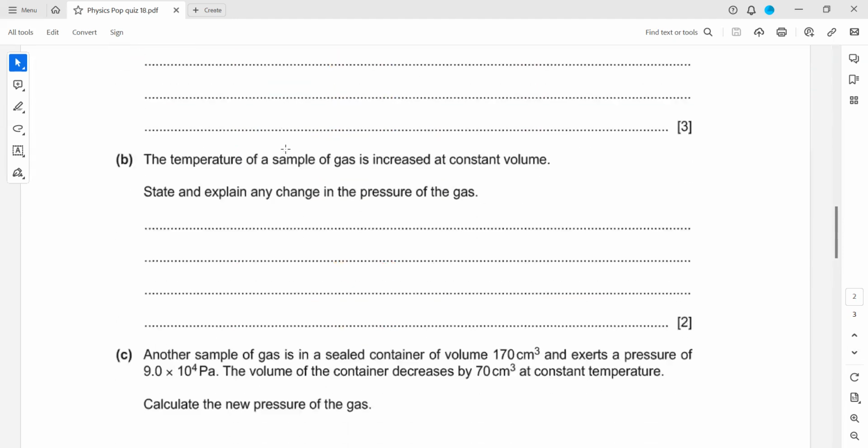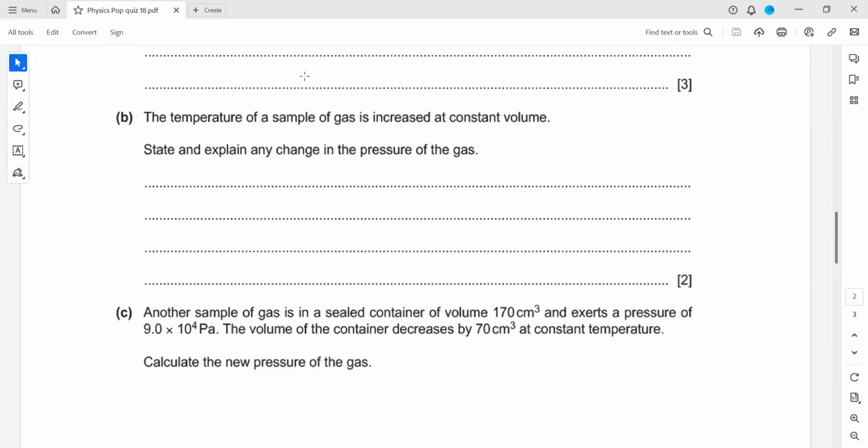The next: the temperature of a sample of a gas is increased at a constant volume. Means the volume is not changing. The size of the container is not changing, but we increase the temperature. State and explain any change in pressure. So if we are increasing the temperature, the particles will move faster. As the particles move faster, they will have a greater kinetic energy, or there will be a greater change in momentum.